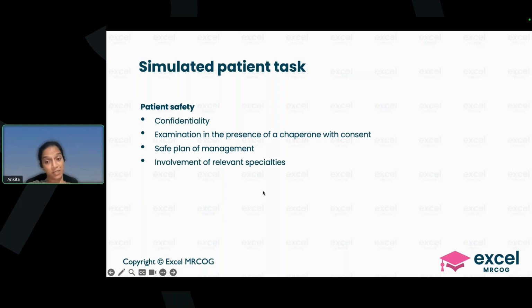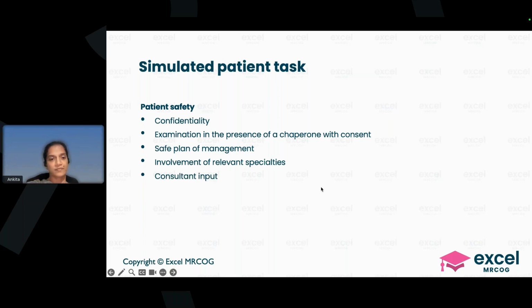Involvement of relevant specialties, like when MDT is required, a multidisciplinary approach is required. You say that a multidisciplinary team approach would be required. When a fetal medicine specialist is required, you say that a fetal medicine expert would be there. When an oncosurgeon is required, you say that an oncosurgeon or cancer specialist surgeon would be there. So saying all this is safety.